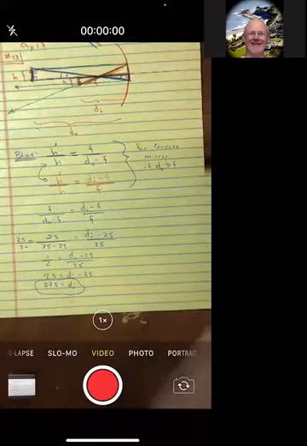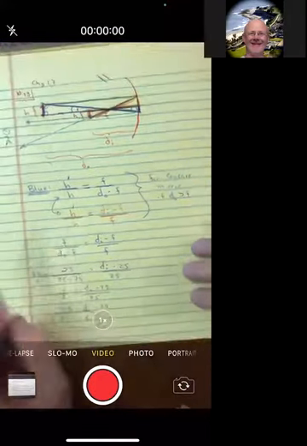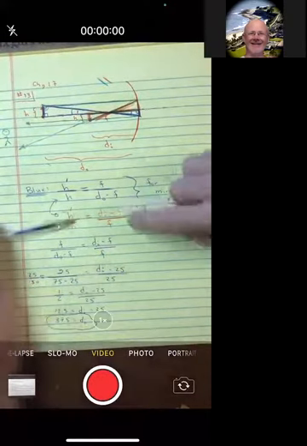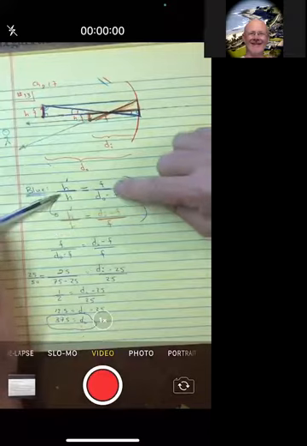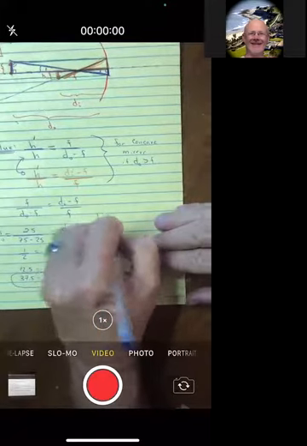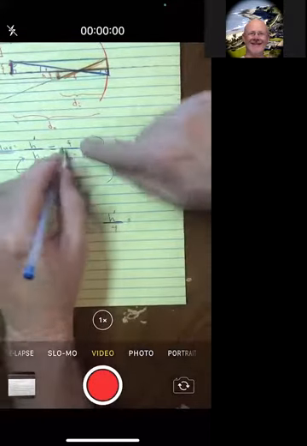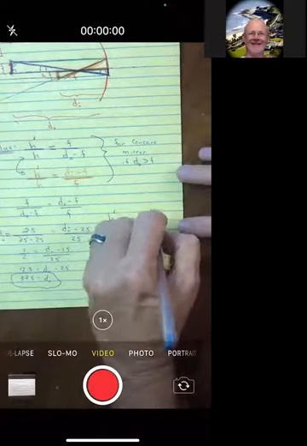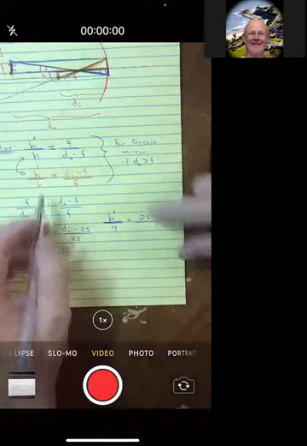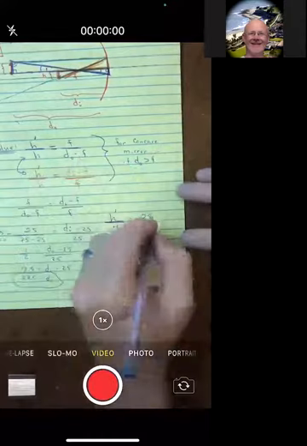Now, let me make sure I finish this problem, because the other half asked this question. What was the other half? Oh, what is the size of the image? And coming back to these original equations, I could use either one of them, but I'll just use the top blue one here. This says the height of the image, that's what I'd like to get, over the height of the object, that was 4, equals the focal length, well, that was 25, over the object distance, well, that's 75, minus the focal length, well, that's 25.